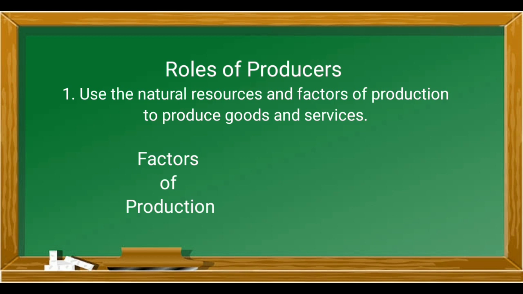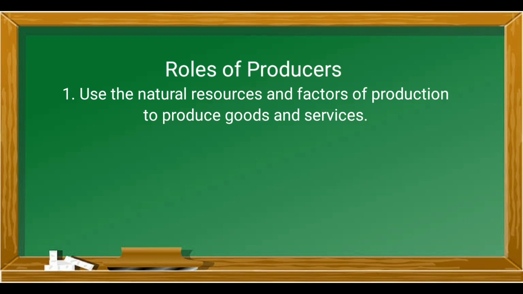So again, the 4 factors of production are land, that is L-A-N-D. Next, labor, L-A-B-O-U-R. Capital, C-A-P-I-T-A-L. And an entrepreneur.